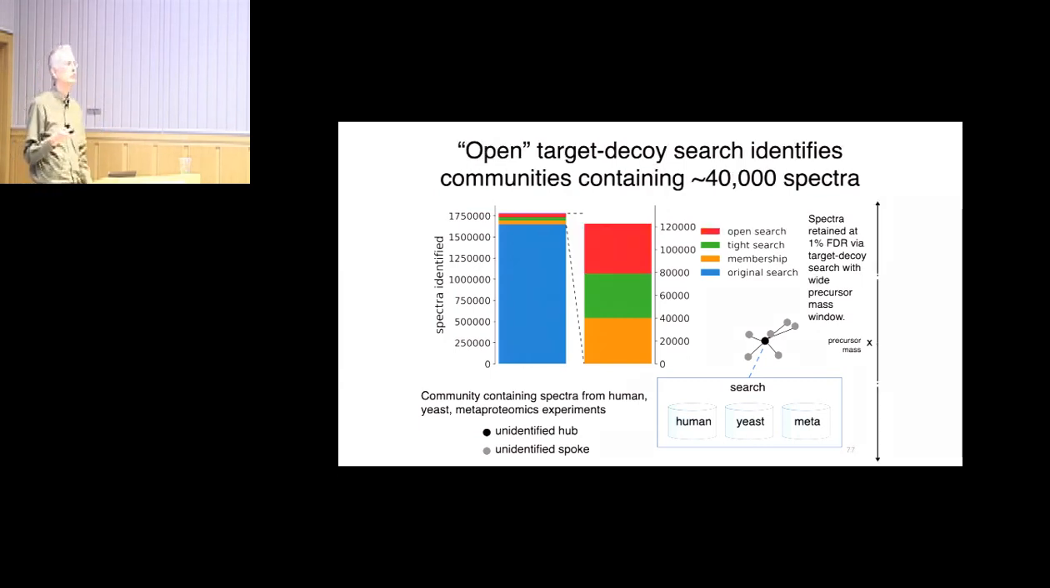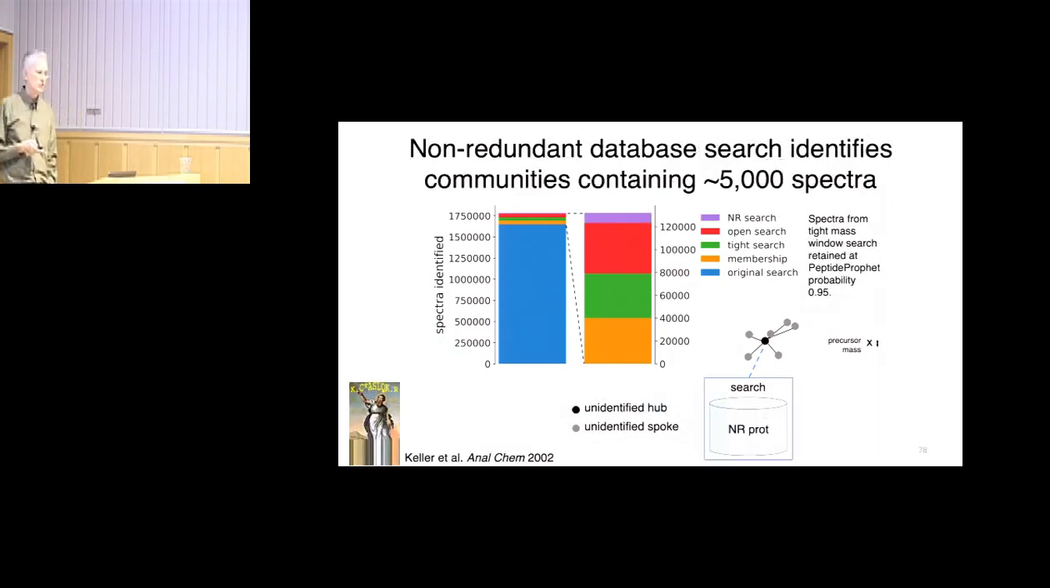And then finally, you can do an open modification search, which means you can essentially allow for lots of different kinds of post-translational modifications on the peptides, on the remaining unidentified communities, and that gives you an additional 40,000 spectra. And then finally, that wasn't the final, I forgot how many steps there were. There's an additional step of doing a non-redundant database search to find an additional 5,000 spectra at the end.